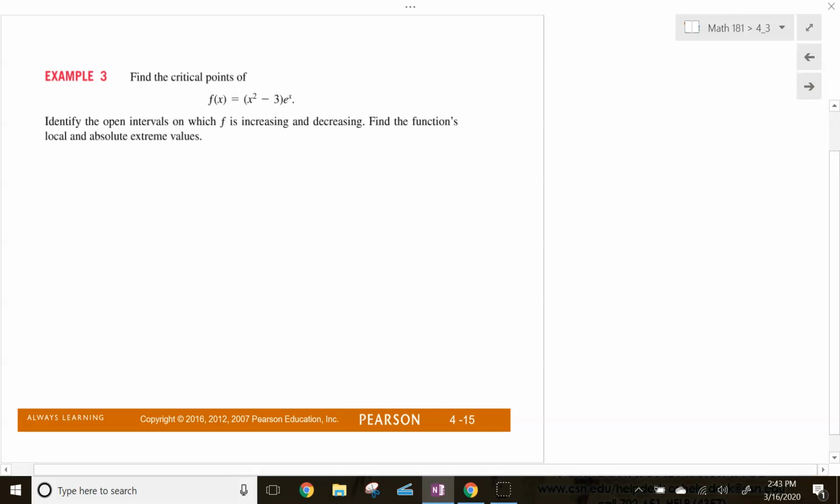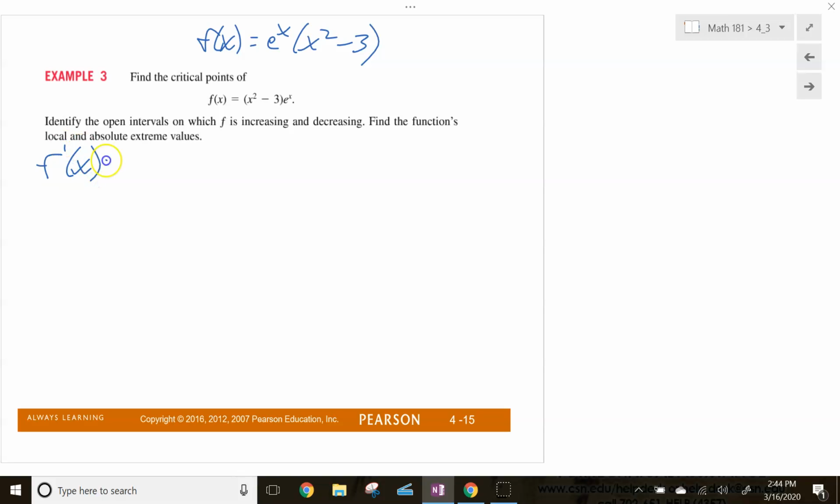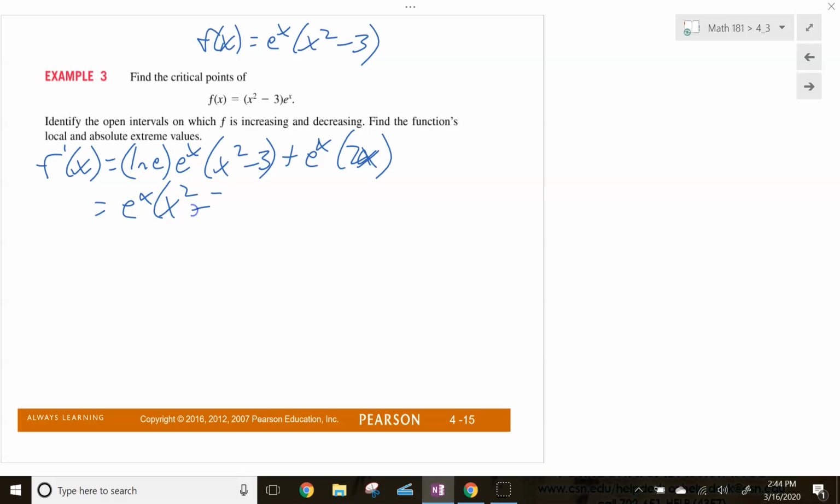Let's find the critical points here of (x squared minus 3) e to the x. I'm going to think about this as a product, so I'm going to use the product rule. f prime of x: derivative of the first, derivative of e to the x is ln of e times e to the x, and derivative of x is just 1, so chain rule is not applying here. Derivative of the first times the second, plus the first times the derivative of the second, that's a 2x. Well, ln of e is just 1, so I've got e to the x times (x squared minus 3) plus 2x e to the x.